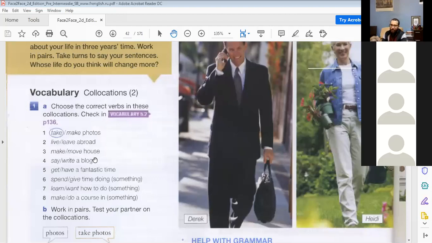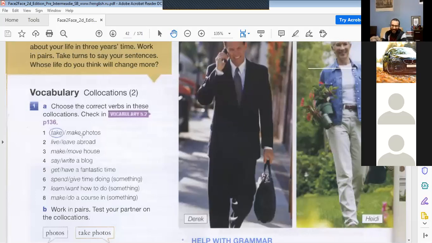So number one, of course, we say take photos. Doesn't make sense to say make. We don't use make. We say take photos. What about number two? Live abroad. Is it leave or is it live? Live abroad. Is it the first or is it the second? The first. Okay, I'm just checking if you're awake or asleep. So the first is correct.